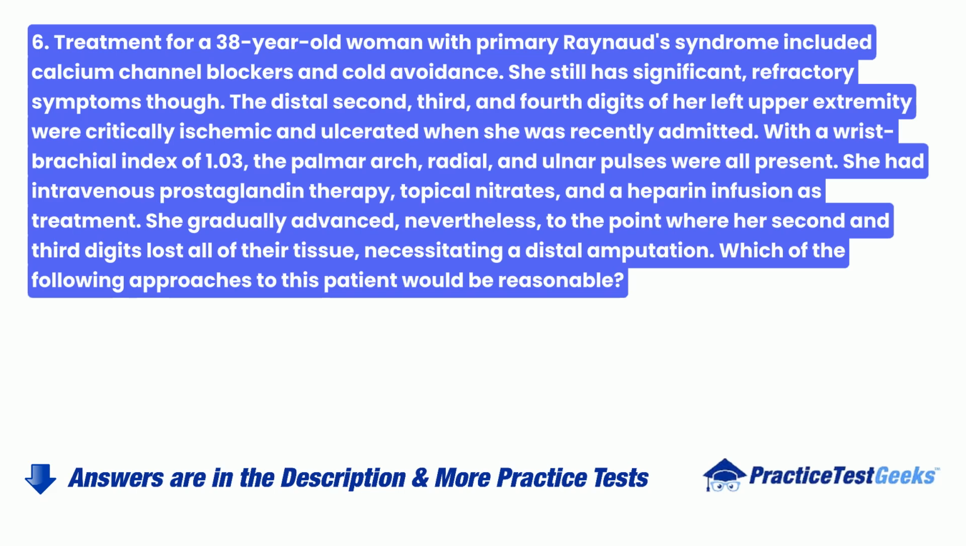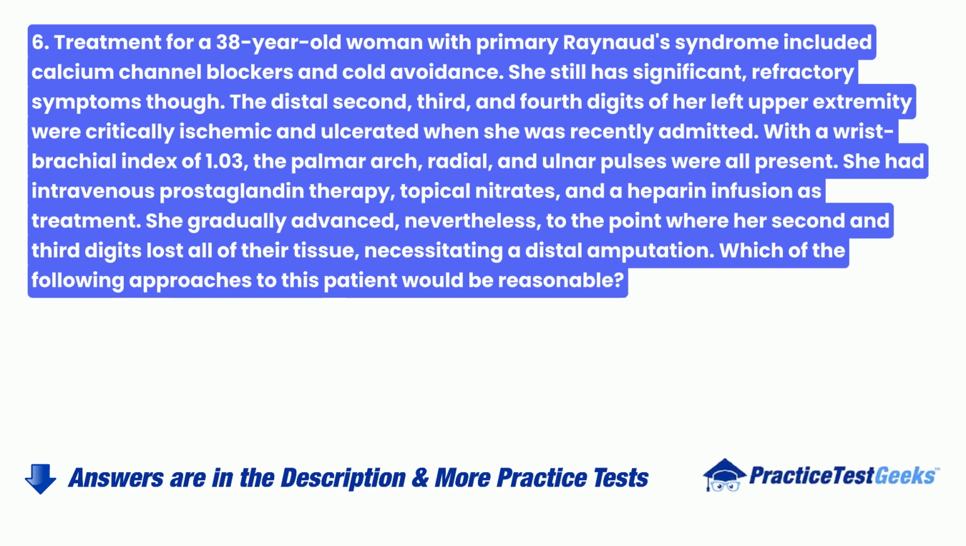6. Treatment for a 38-year-old woman with primary Raynaud syndrome included calcium channel blockers and cold avoidance. She still has significant, refractory symptoms though. The distal second, third, and fourth digits of her left upper extremity were critically ischemic and ulcerated when she was recently admitted. With a wrist brachial index of 1.03, the palmar arch, radial, and ulnar pulses were all present.